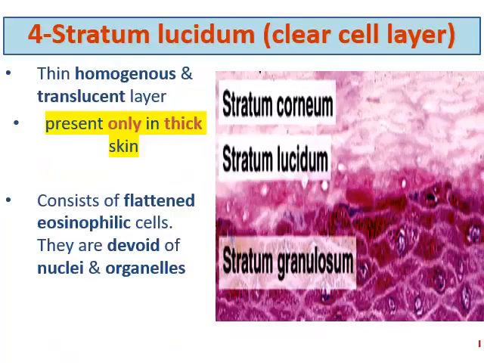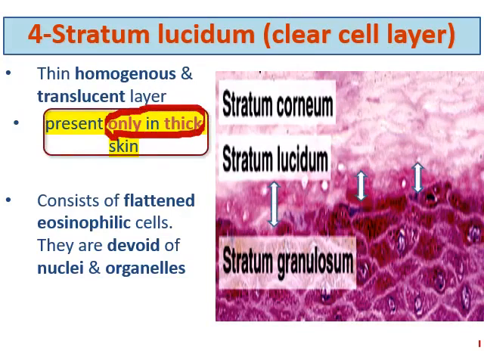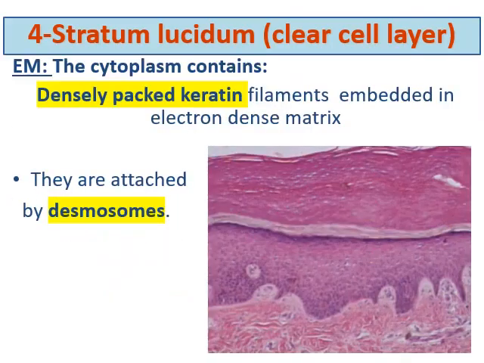Layer number 4 of the epidermis is the stratum lucidum, which is a clear cell layer. It is a homogeneous translucent layer, and take care to notice that it is only present in thick skin, not present in thin skin. It is formed of flattened acidophilic cells, and in this layer the cells start to lose their nuclei and organelles. In the stratum lucidum, the keratinocytes start to be densely packed with keratin filament, which is embedded in an electron dense matrix, and they are attached by desmosomes.